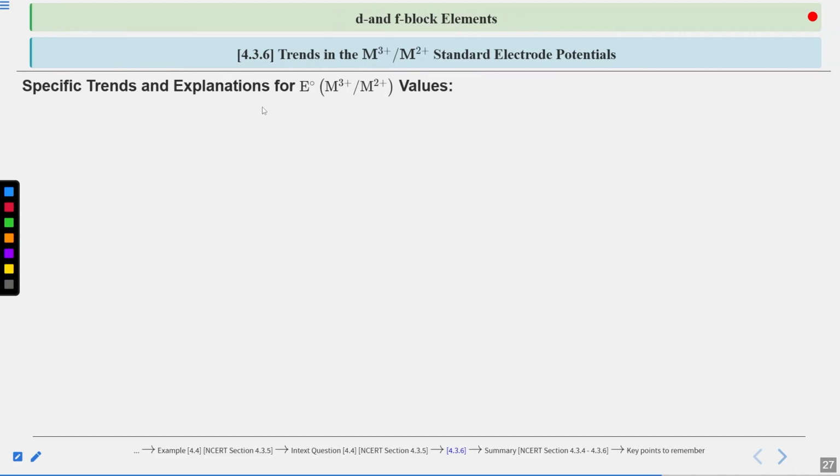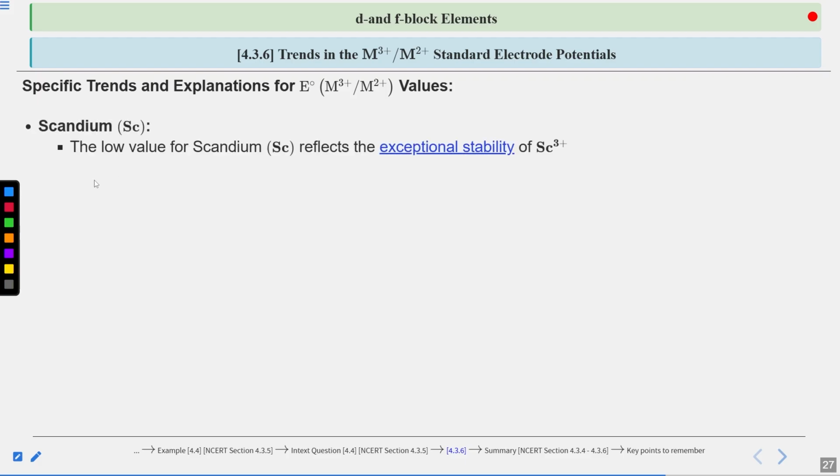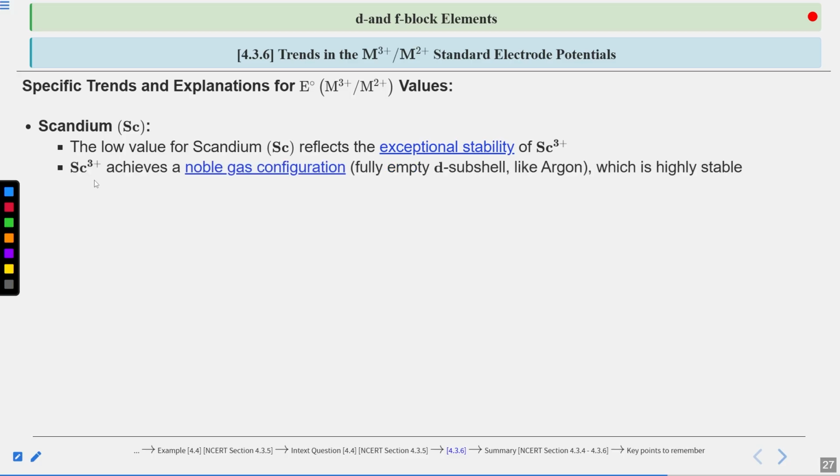Now the specific trends and explanations for the E naught of M3 positive to M2 positive values. The first one is scandium. The low E naught value for scandium from M3 positive to M2 positive reflects the exceptional stability of the scandium 3 positive ion. Scandium 3 positive achieves a noble gas configuration like argon, with an empty d subshell, which is highly stable.